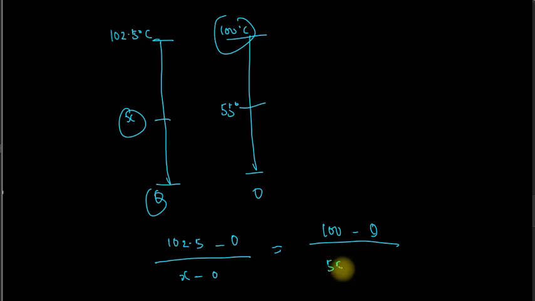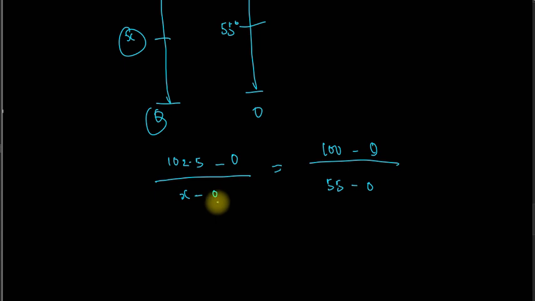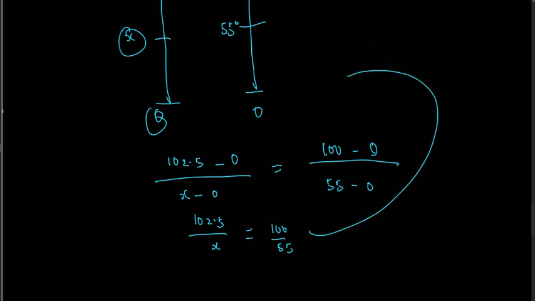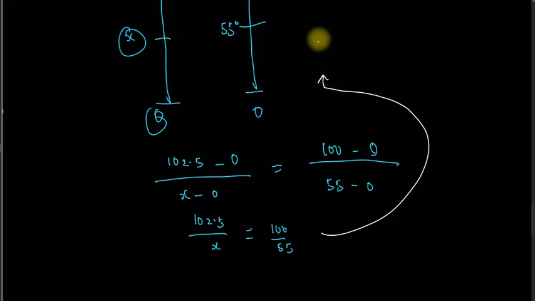55 minus lower. And then we'll simplify. So 102.5 over X is equal to 100 over 55. X is going to be equal to, just cross multiply. So just cross multiply. Let me just solve here.